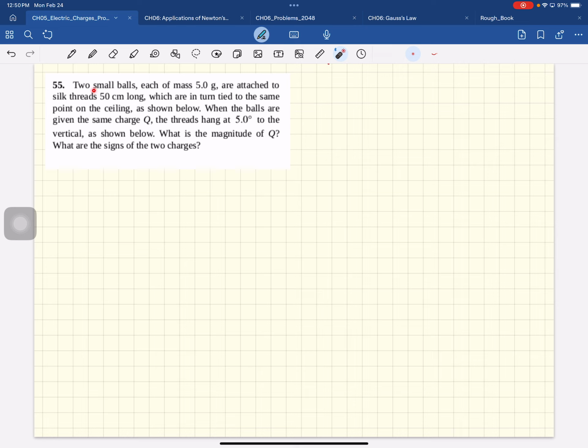This problem says two small balls, each of mass 5 grams, are attached to a silk thread 50 centimeters long, which are in turn tied to the same point on the ceiling as shown below. Okay, I guess I don't have that. When the balls are given the same charge Q, the threads hang 5 degrees to the vertical as shown below. What is the magnitude of Q of each? Okay, so I guess I'll draw them.